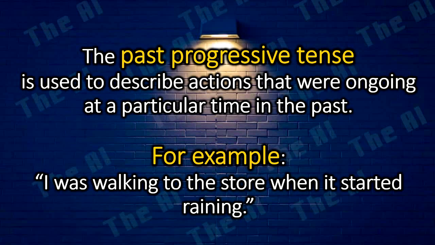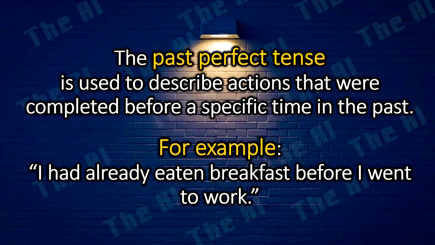The past progressive tense is used to describe actions that were ongoing or in progress at a particular time in the past. For example, I was walking to the store when it started raining. The past perfect tense is used to describe actions that were completed before a specific time in the past. For example, I had already eaten breakfast before I went to work.